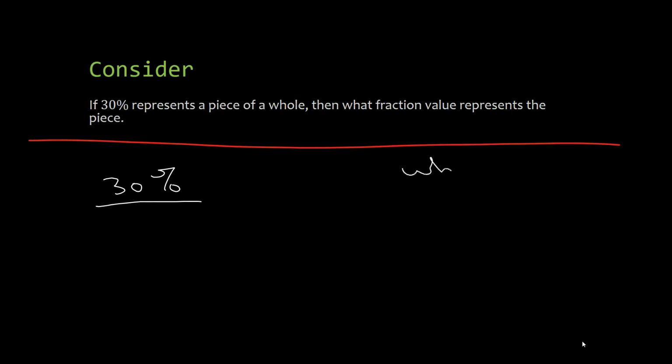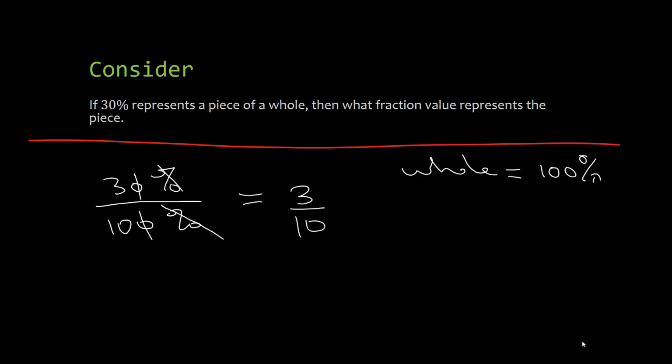A whole is equal to 100%. So we divide by that whole value, and we would see that the percentage symbol cancels off with the percentage symbol, and we have a 0 cancelling with the 0 here, and now we can say that is equal to 3/10. So the fraction 3/10 represents 30%.